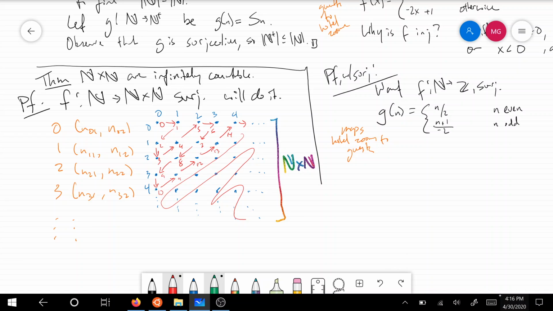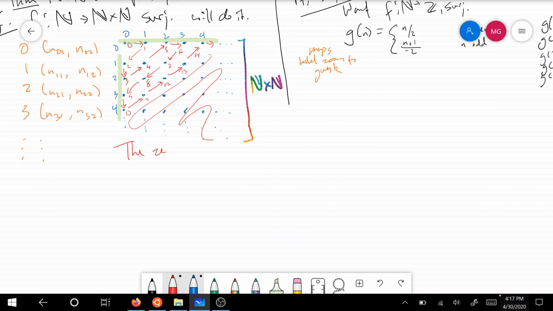Because we have these boundaries here and here, we know that this zigzag, the red path, hits every dot.